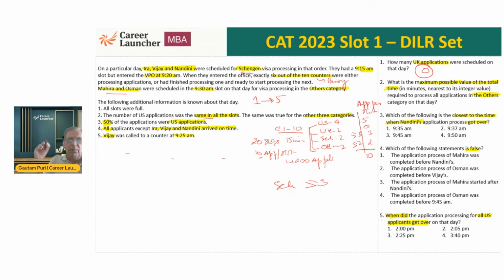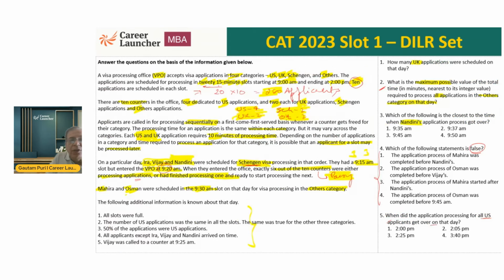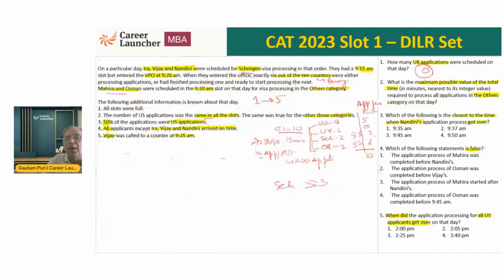Okay. So now the next question I'll attempt is question number 5. When did the application processing for US applications get over? Why am I doing this first? Because I know US applications will take 10 minutes per applicant. Each of US and UK applications requires 10 minutes of processing time. Question number 2 talks about the processing time for others. Question number 3 talks about the processing time for Schengen visa, because Nandini has come for Schengen visa. I don't know about this, so I'll have to find out.